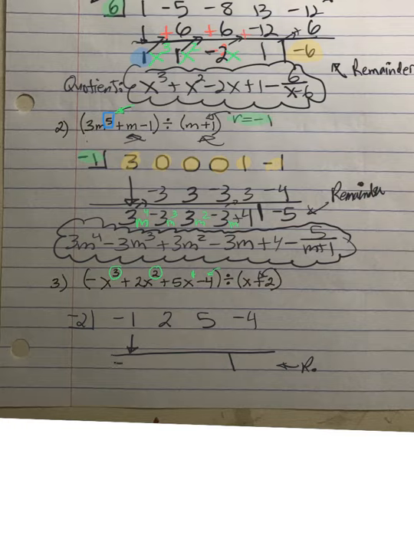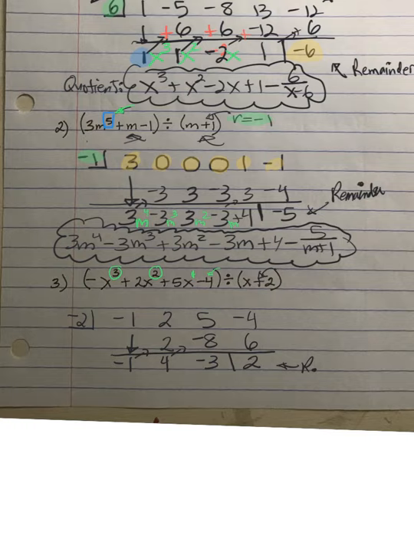So did you bring down the -1? And then it's just multiply, add, multiply, add, multiply, add, which is different from long division, because in long division you're multiplying, subtracting, multiplying, subtracting. Synthetic, it's multiply, add, multiply, add. So -2 times -1 is +2. 2 plus 2 is 4. -2 times +4 is -8. And then when you add, you get -3. And then multiply, -2 times -3 is +6. And you add, you get 2.